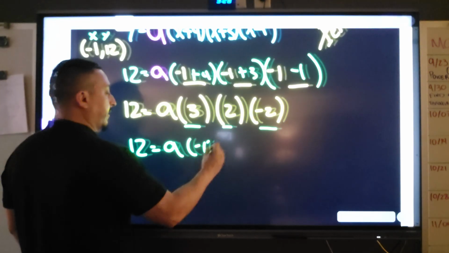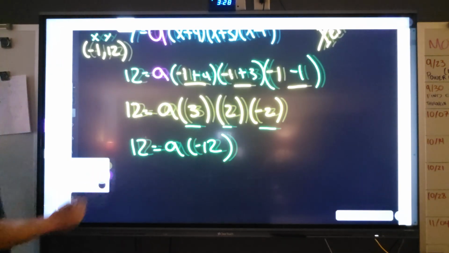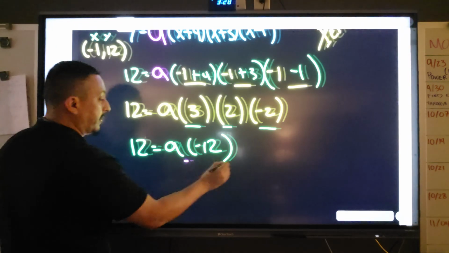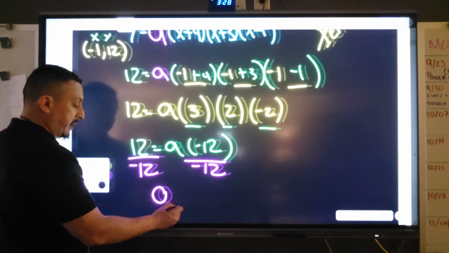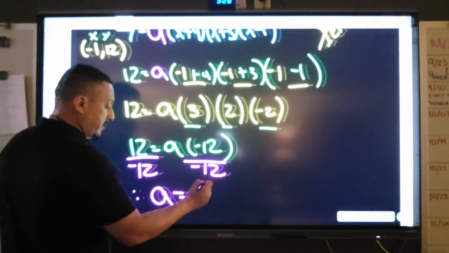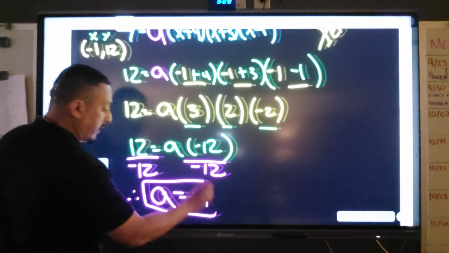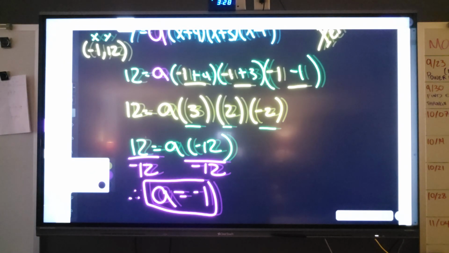-12, very good, thank you. And remember, the whole goal here is to solve for A, so I gotta get rid of that -12. I'm multiplying by -12, so I divide both sides by -12. Therefore, A equals -1.